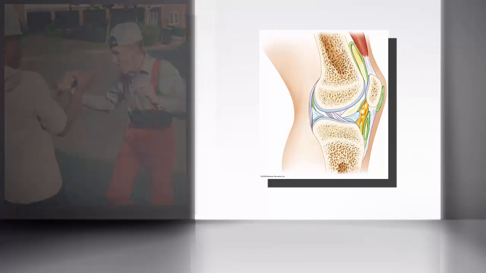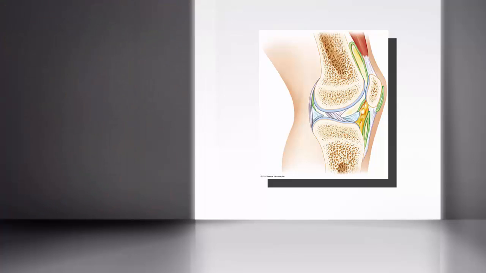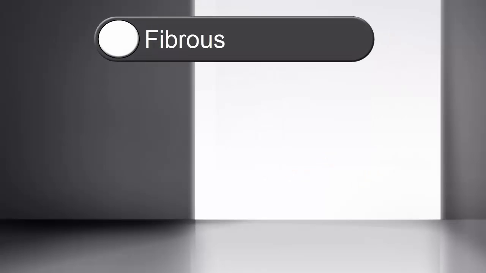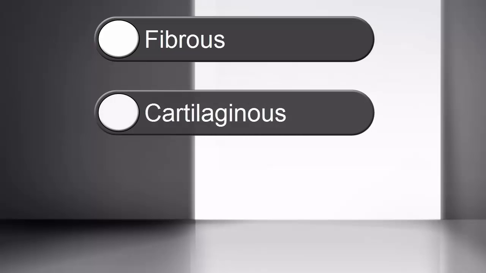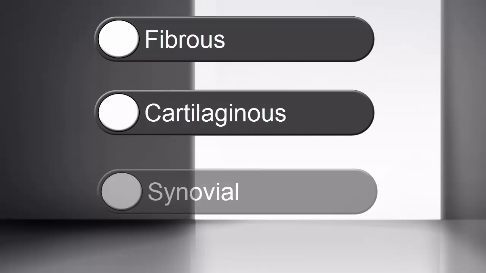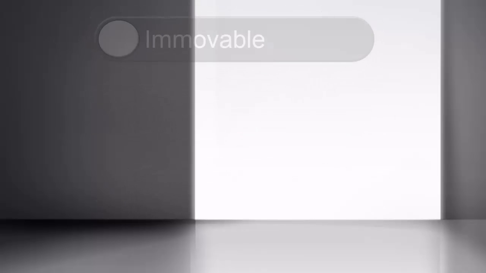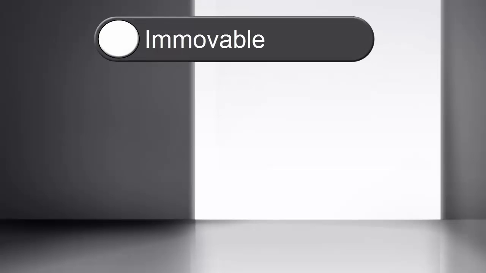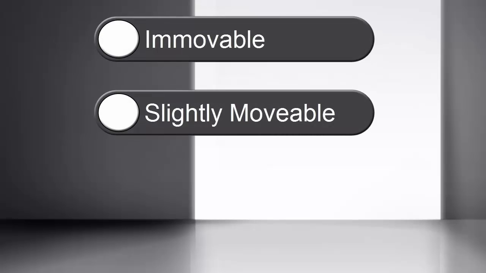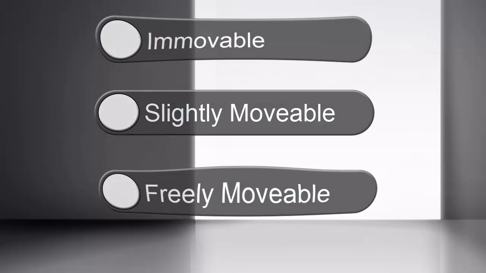There are two ways to classify joints, by their structure and by their mobility. This terminology used for classifying joints is some of the most confusing, so I will clarify and simplify this terminology. The three structural classifications are fibrous, cartilaginous, and synovial. The three functional classifications are immovable, slightly movable, and freely movable.